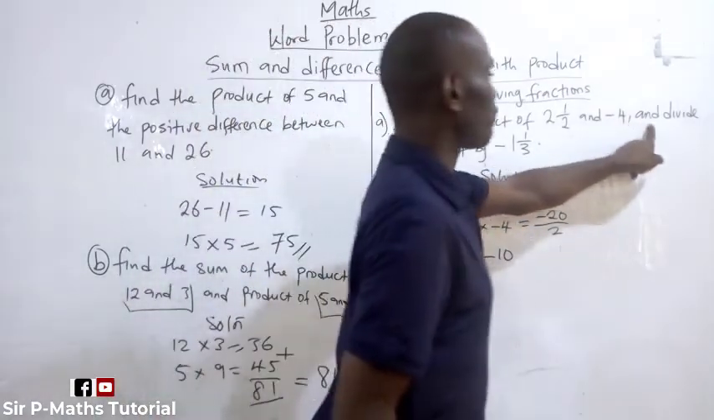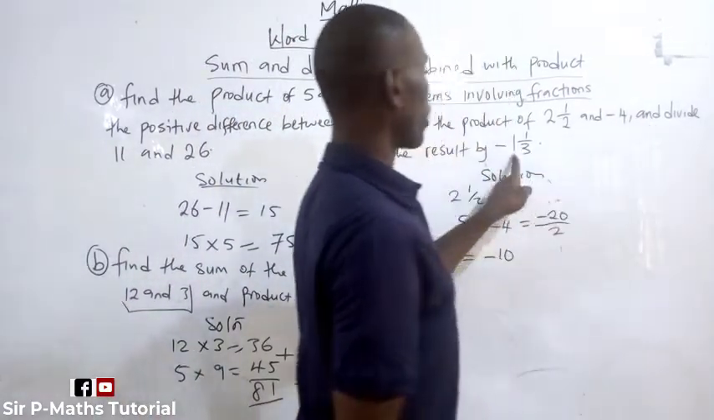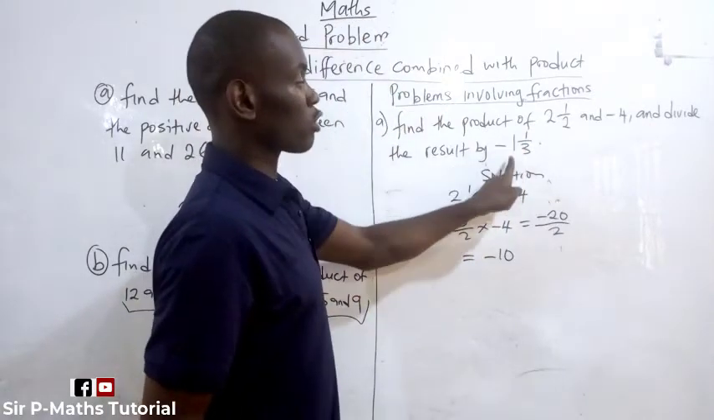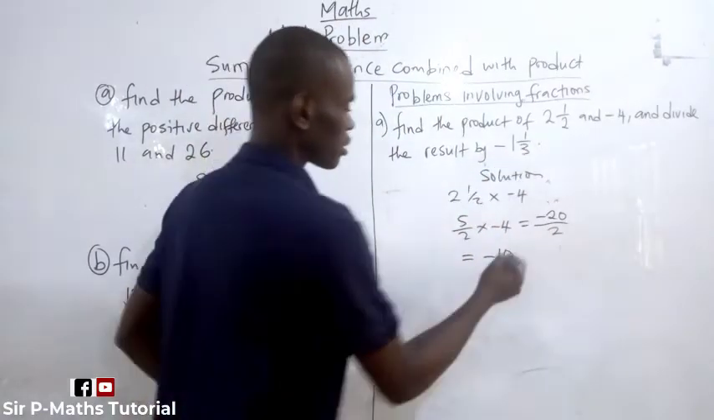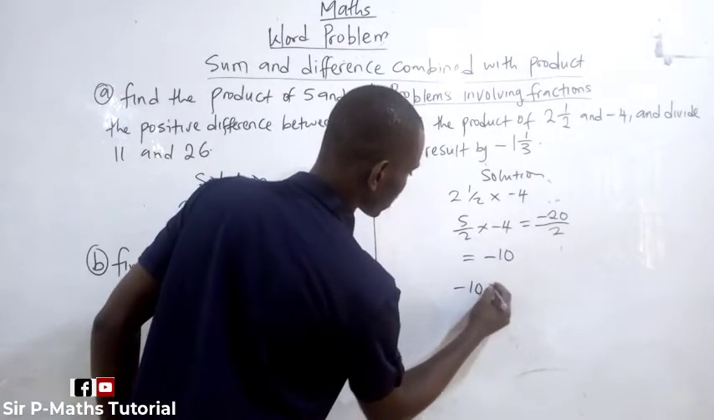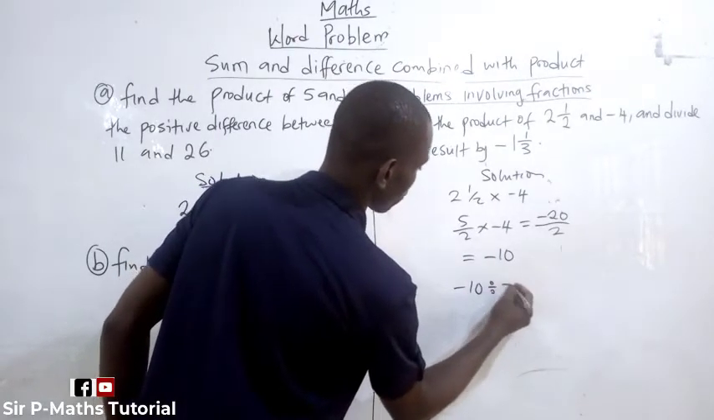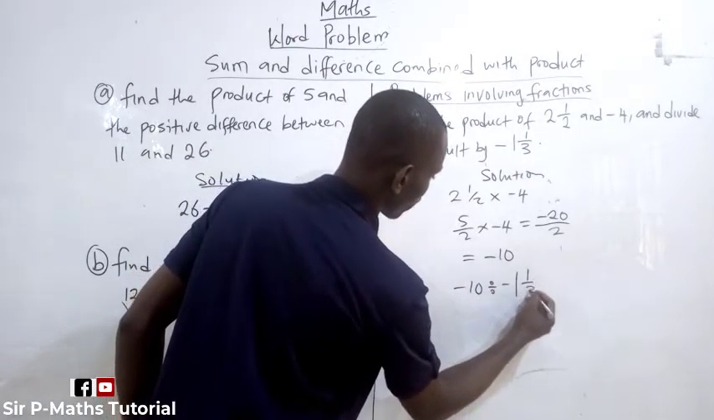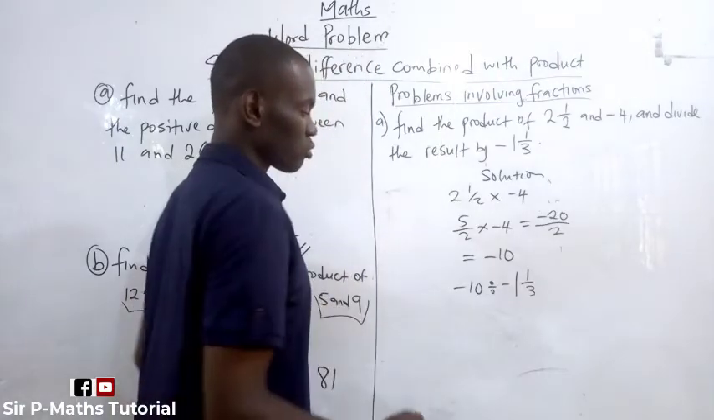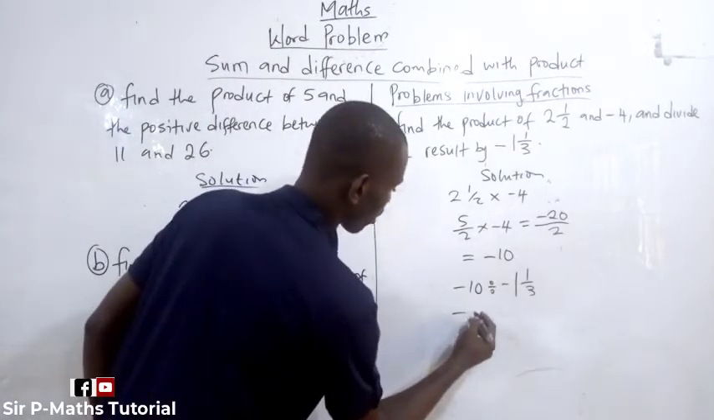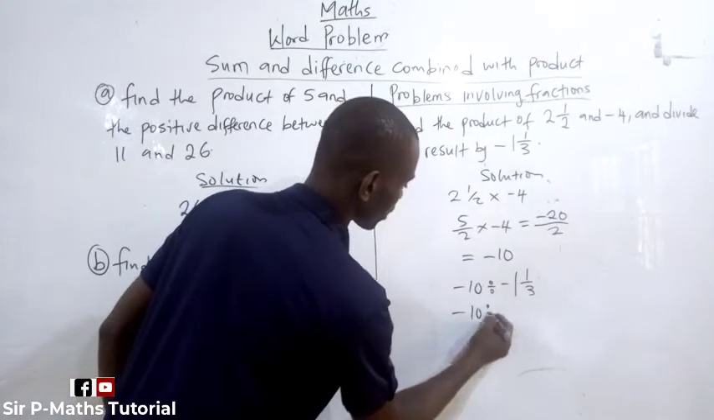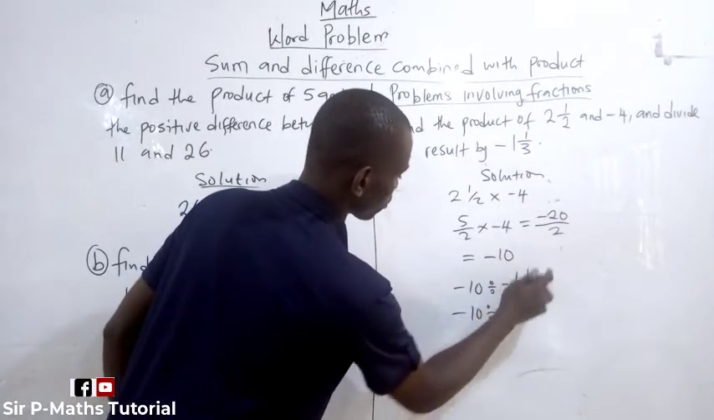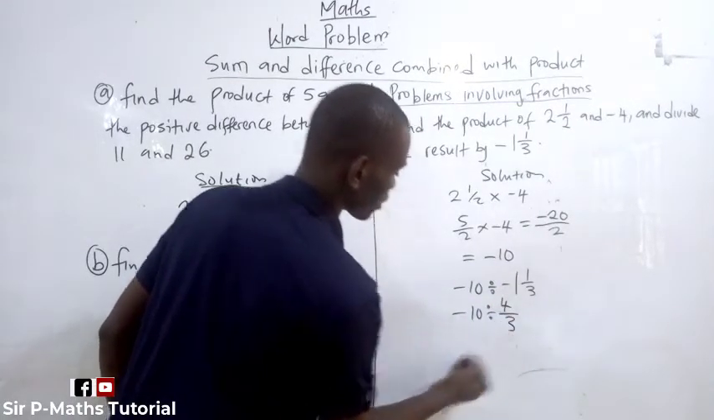And then we are asked to divide the answer by minus 1 1/3. So that's minus 10 divided by minus 1 1/3. Change this into an improper fraction. I'll have minus 10 divided by 3 times 1 gives me 3, plus 1. This is 4 all over 3.